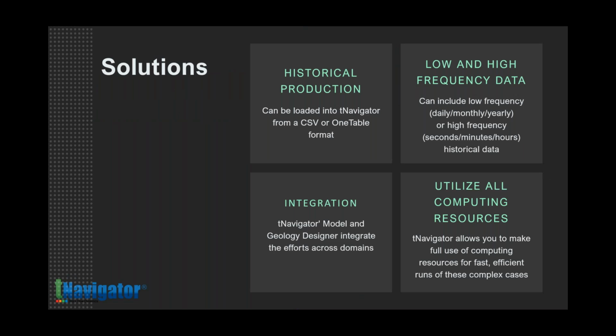So solutions. Well, the solutions that tNav offers for this are actually tied to each other because of the structure of tNavigator. The first one is historical production. Can be loaded into tNav using a CSV or one table format. Now, this one table format is basically a CSV table with different columns. And as such, you can actually combine high frequency and low frequency data. That means like data coming in on monthly rates and then data coming in at different time intervals in one big file, and it can be all loaded at once.